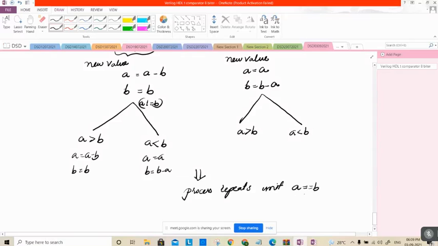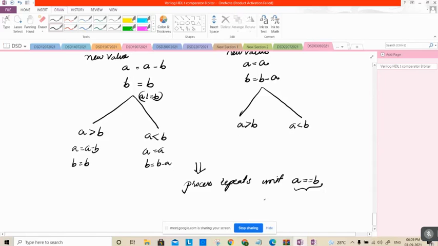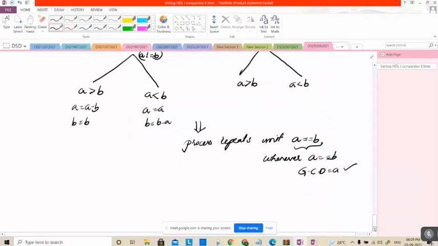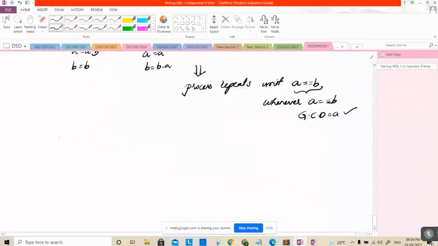Until A is equal to B, the process keeps repeating. Then, whenever A is equal to B, the GCD value is equal to A. Right, we'll see this with the help of a small example. The example is already written above.